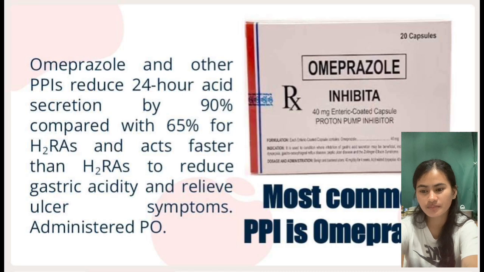So the most common PPIs, or the proton pump inhibitors, is the omeprazole. Omeprazole and other PPIs reduce 24-hour acid secretion by 90% compared with 65% of histamine 2 receptor antagonists, and act faster than H2RAs to reduce gastric acidity and relieve ulcer symptoms. It is taken orally.